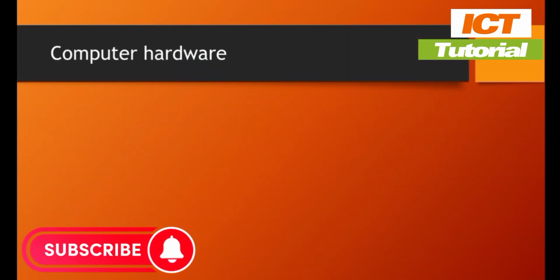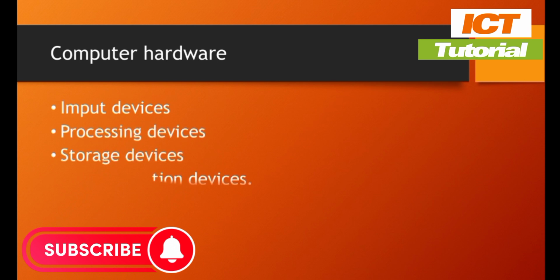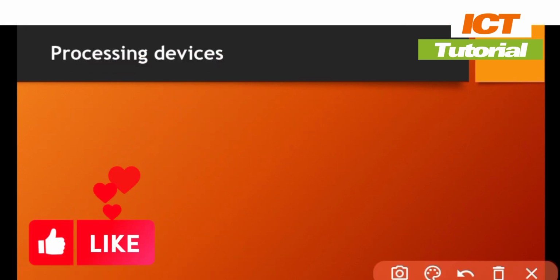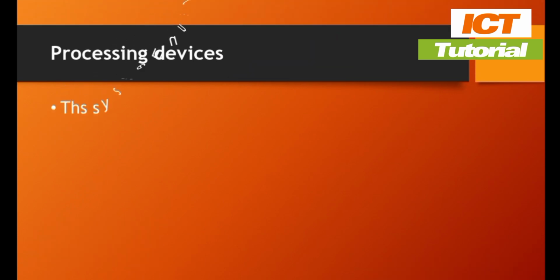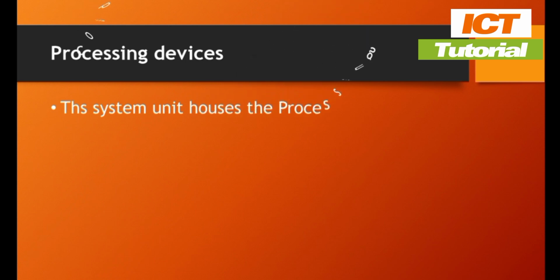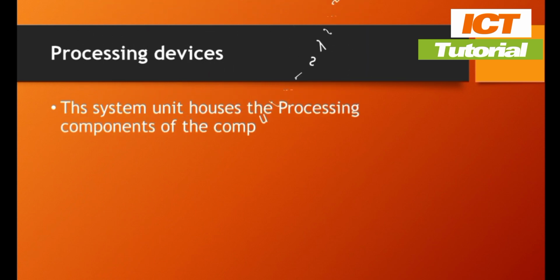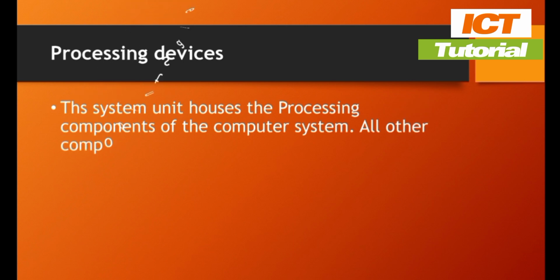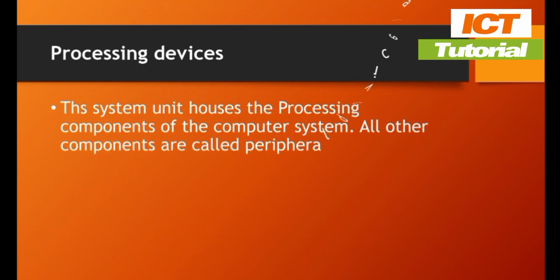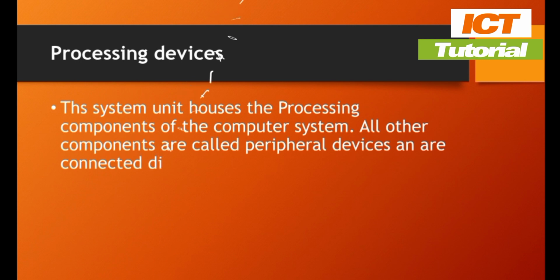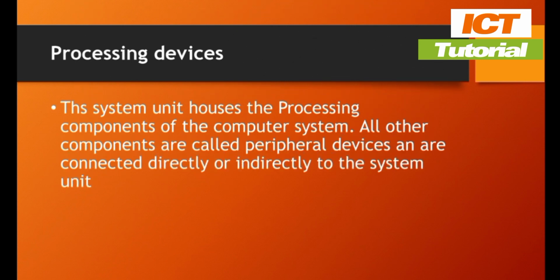Today's tutorial, we are checking on the processing devices. We have covered input, storage, and communication, but today we are checking on the processing devices. We are going to begin with the system unit. This system unit houses the processing component of the computer system. The other components are called peripheral devices and are connected directly or indirectly to the system unit.